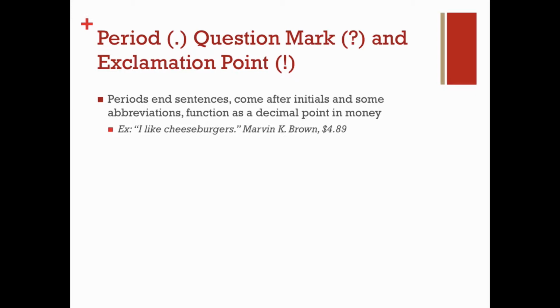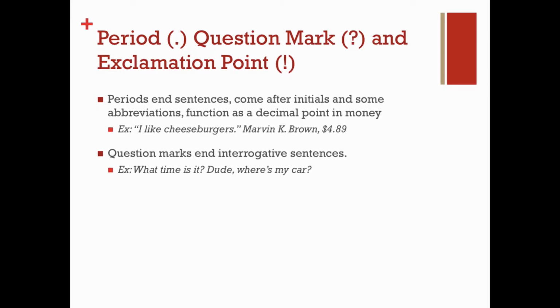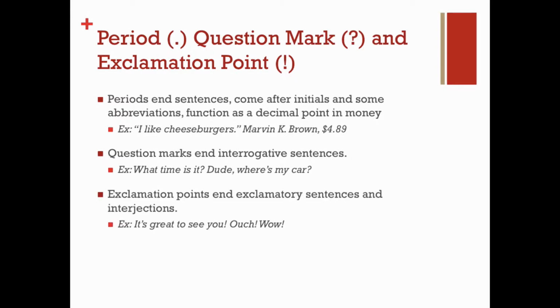I like cheeseburgers, with a period at the end. Marvin K. Brown, with a period after the initial K. And $4.89, with a decimal point between the dollar amount and the cents. Question marks end interrogative sentences. So any sentence that asks a question is going to be ended with a question mark. Examples that I have here are "What time is it?" and "Dude, where's my car?"